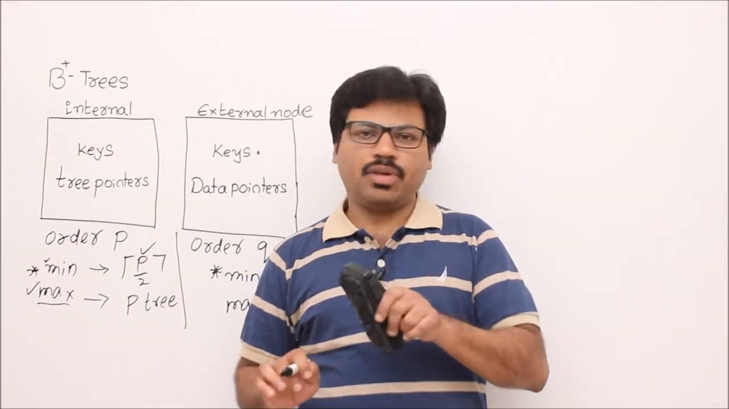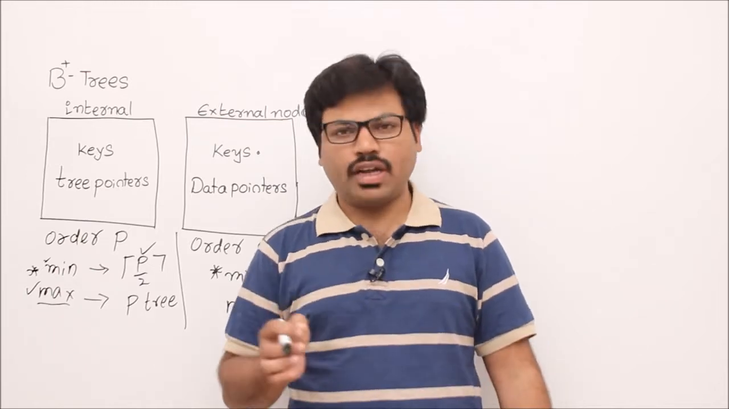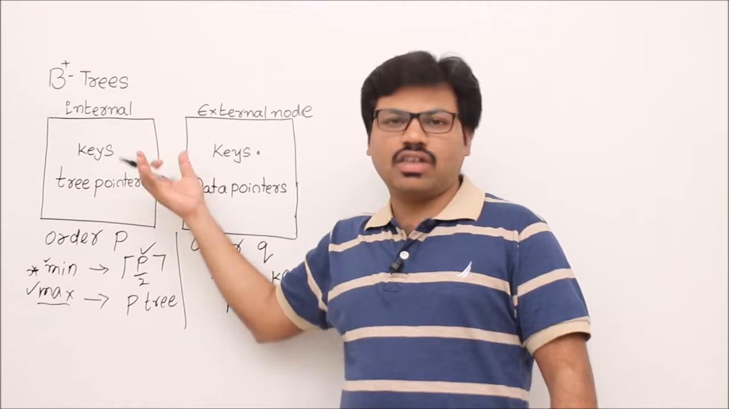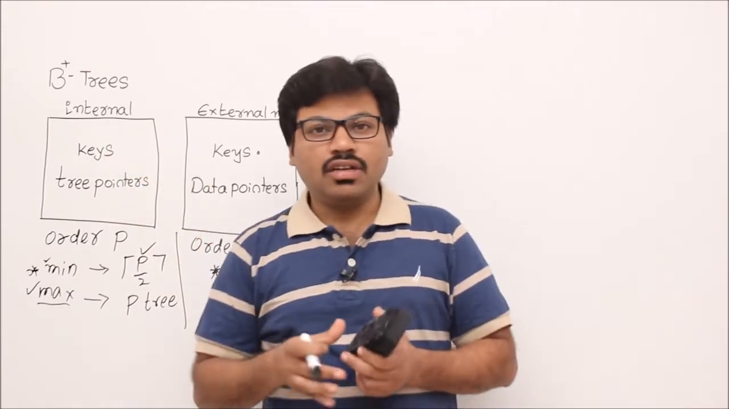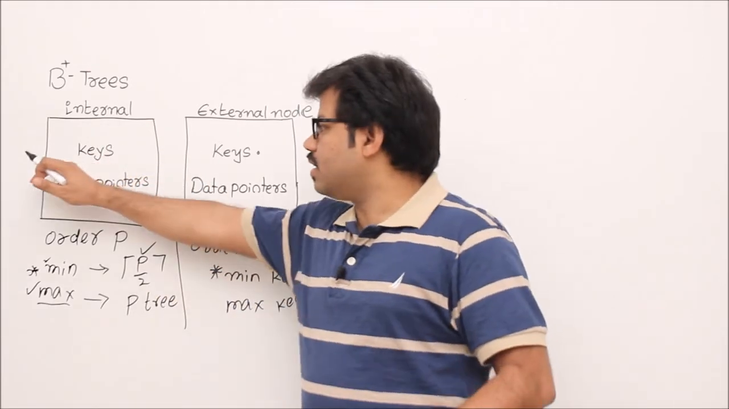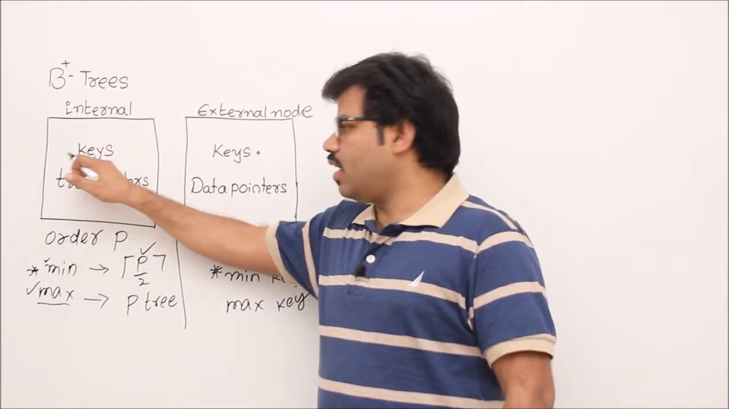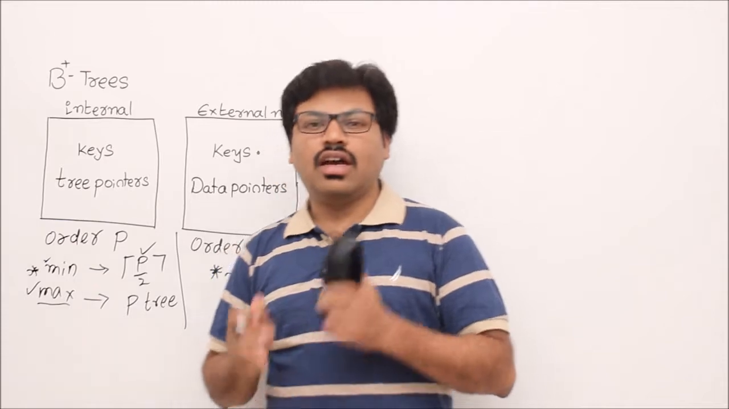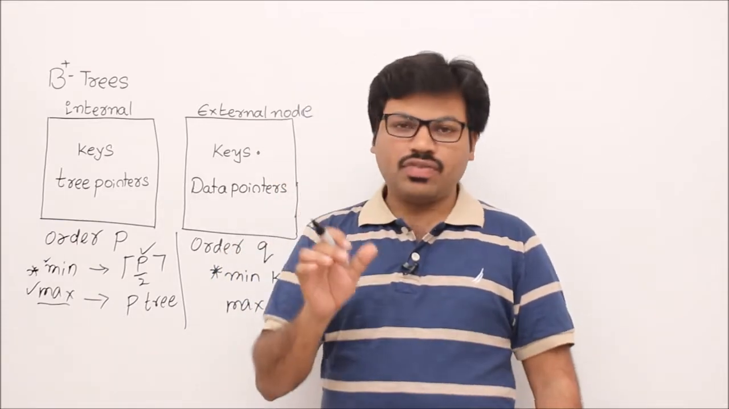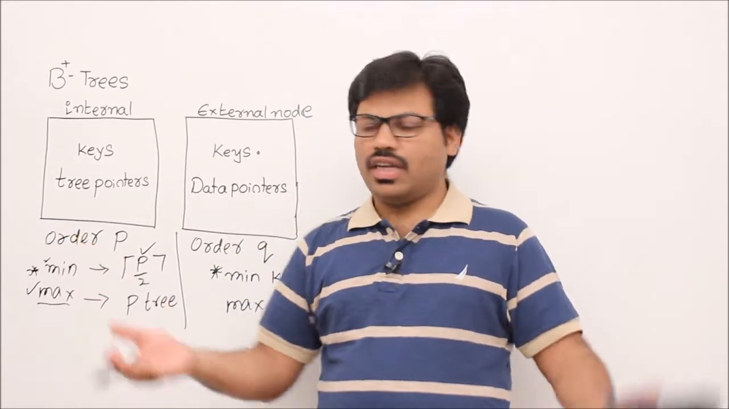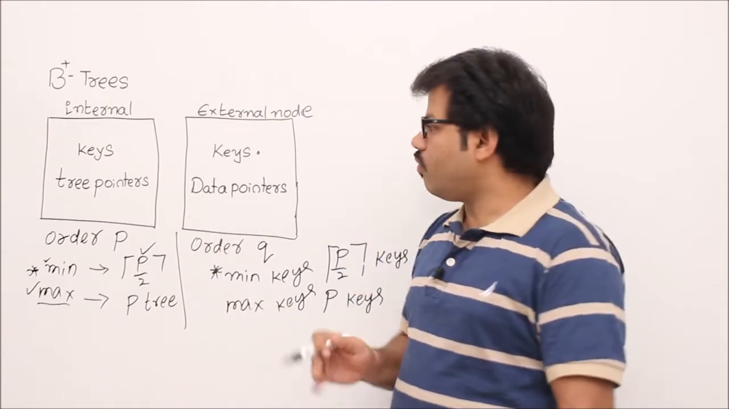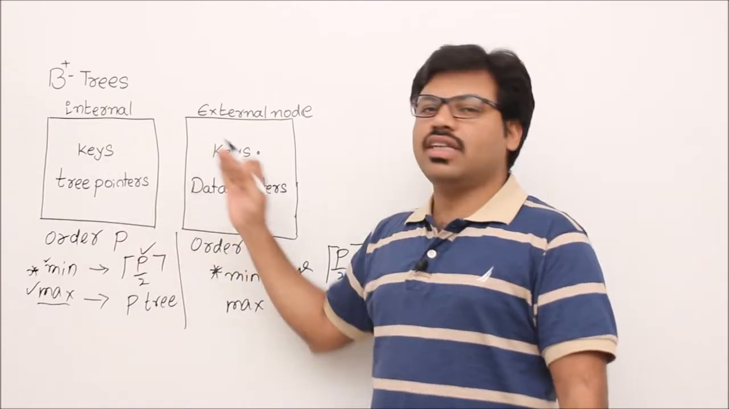So B tree and B plus tree are almost the same. There is one more point I am going to tell you. Other than that, B tree is a search tree, B plus tree is also a search tree. In B tree, keys are ordered in ascending order; in B plus tree also keys are ordered in ascending order. In B tree, leaves are all at the same level; here also in B plus tree, leaves are all at the same level. That's it.